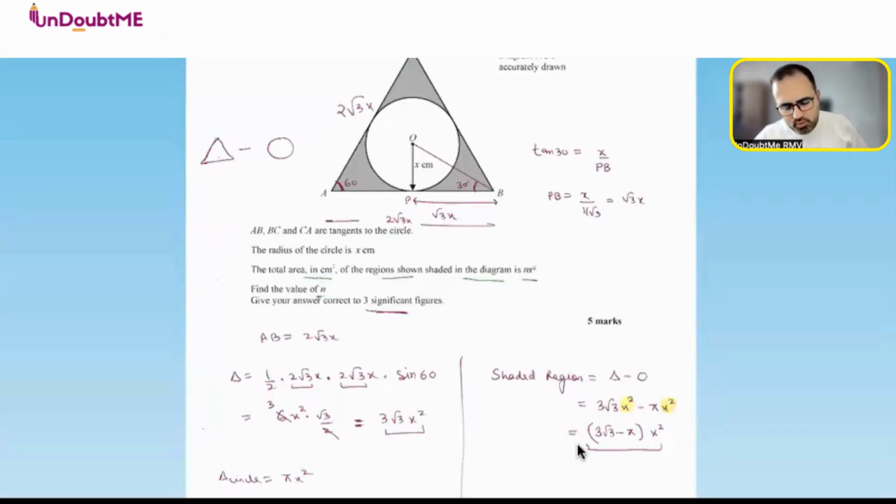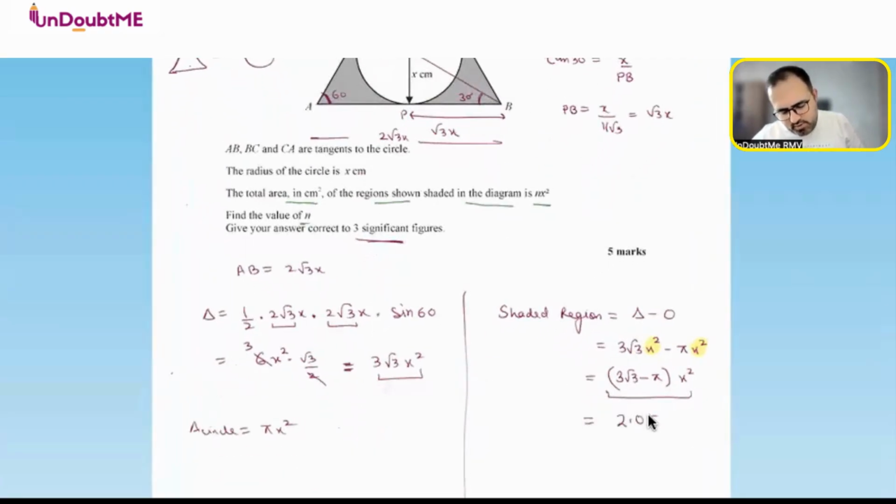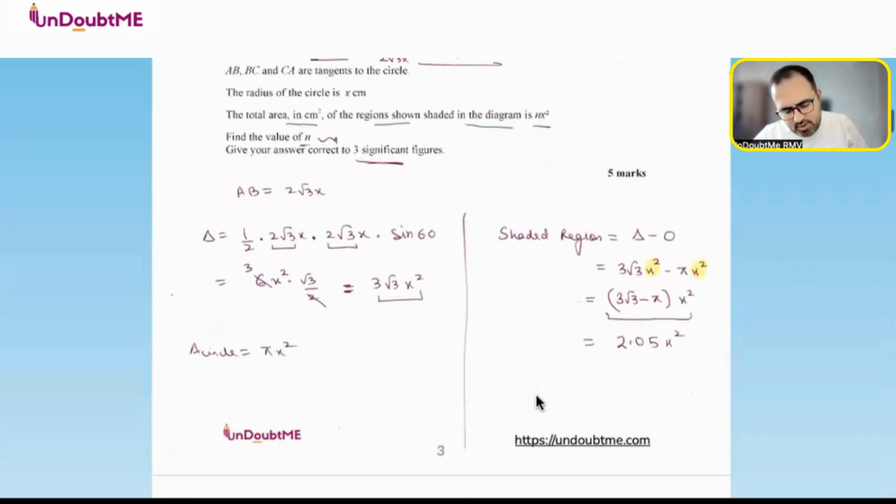So when you solve this, it will come out to be 2.05 x squared. This is the value up to 3 significant figures. So the answer to find the value of n: the final answer will be n is equal to 2.05.